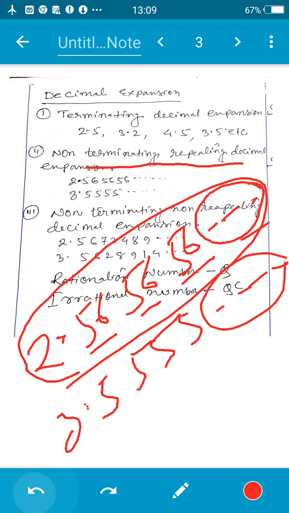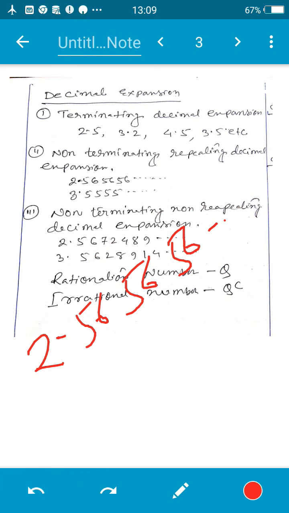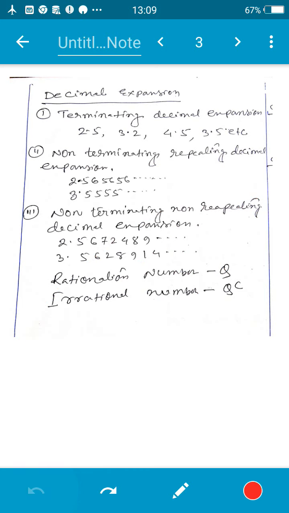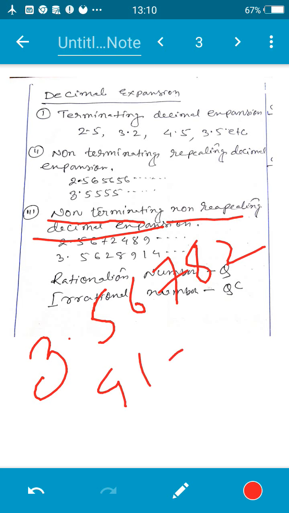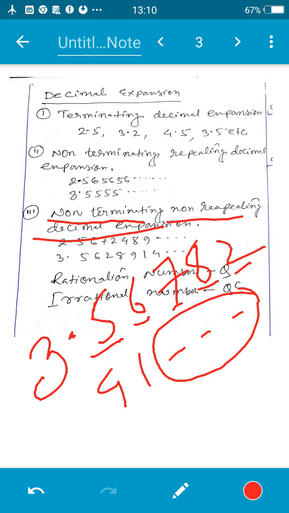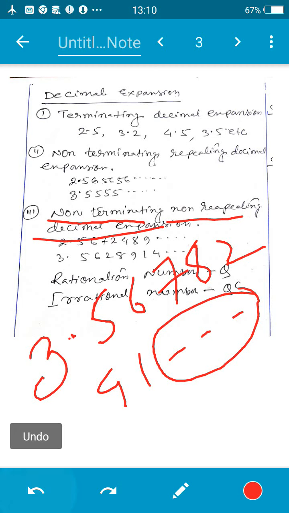Okay students, come to the next kind of decimal expansion, that is non-terminating and non-repeating decimal expansion. Here the example is given as 3.5678241 dot dot dot dot. That means it is non-terminating, and the digits after this decimal, the digits 5678241, are not repeated here. So this is the example of non-terminating non-repeating decimal expansion.